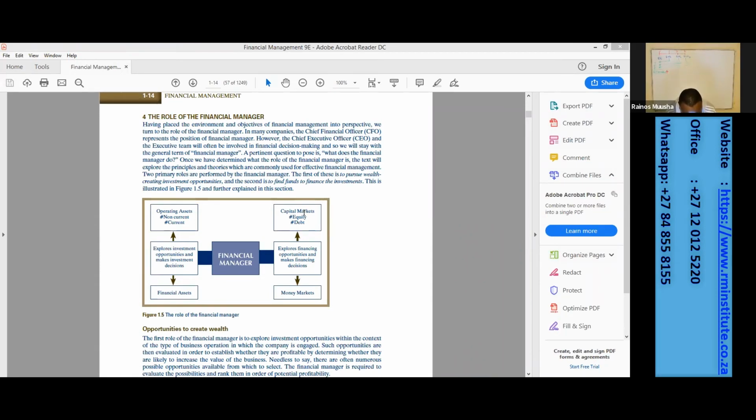Are we going to be financing the assets by getting the money from the capital markets, or are we going to be getting the money from the money markets? And if it's coming from the capital market, this is where they're going to be saying how much is coming from equity and how much is coming from sources of debt as well.